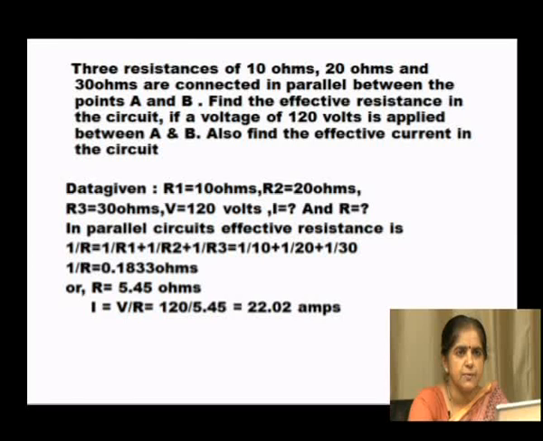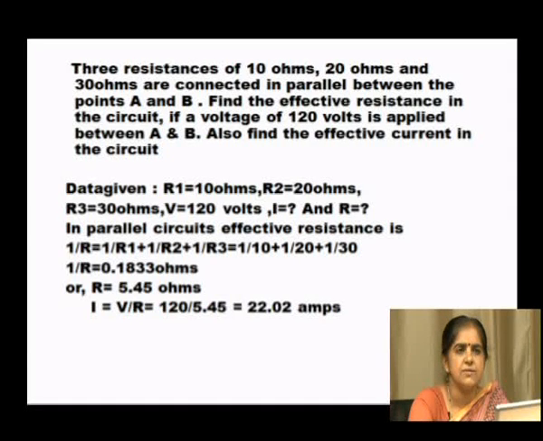This is an example for parallel configuration of resistances. The problem is: three resistances of 10 ohms, 20 ohms and 30 ohms are connected in parallel between the points A and B. Find the effective resistance in the circuit if a voltage of 120 volts is applied between A and B. Also find the effective current in the circuit.